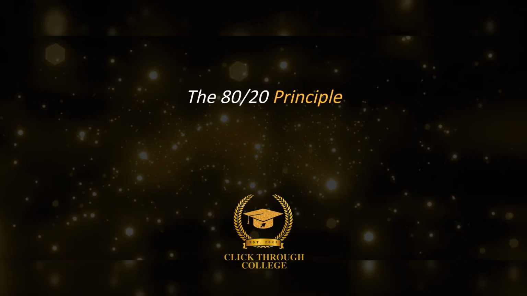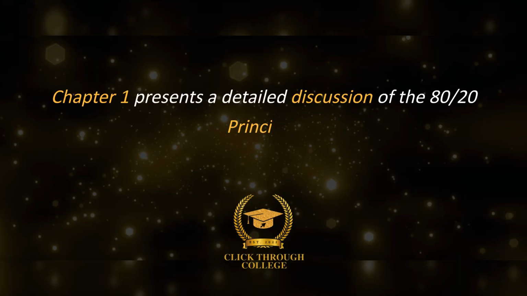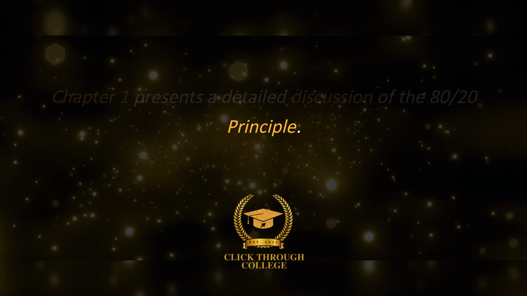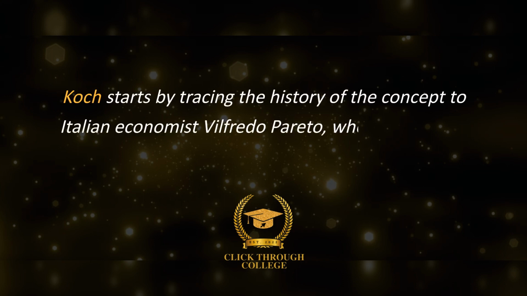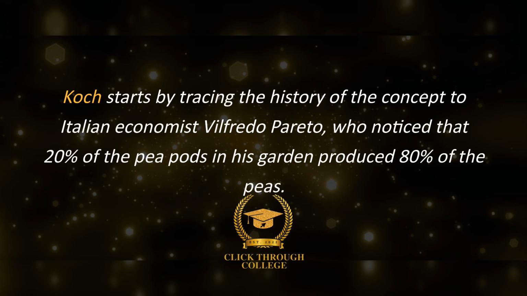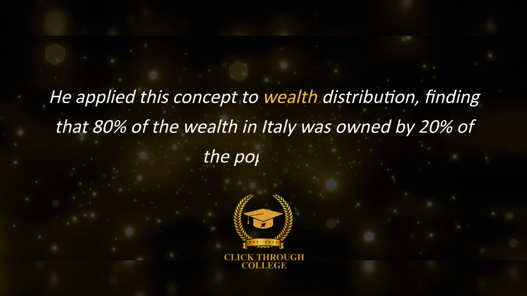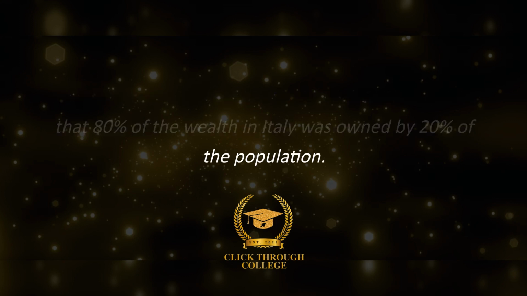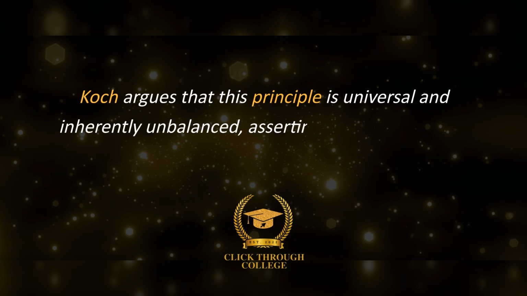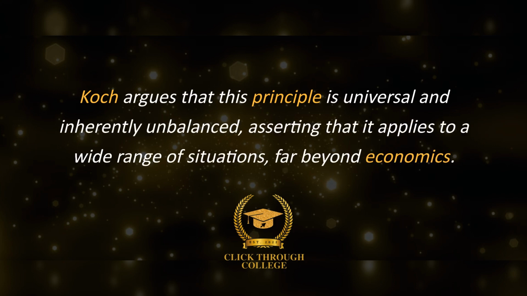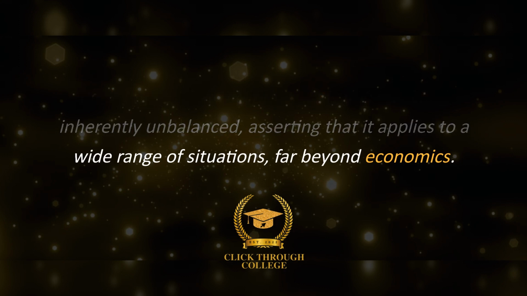The 80/20 Principle. Chapter 1 presents a detailed discussion of the 80/20 Principle. Koch starts by tracing the history of the concept to Italian economist Vilfredo Pareto, who noticed that 20% of the pea pods in his garden produced 80% of the peas. He applied this concept to wealth distribution, finding that 80% of the wealth in Italy was owned by 20% of the population. Koch argues that this principle is universal and inherently unbalanced, asserting that it applies to a wide range of situations, far beyond economics.